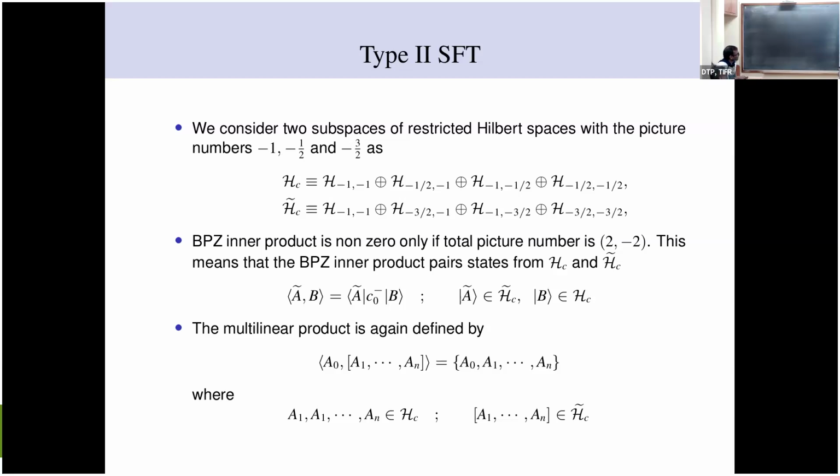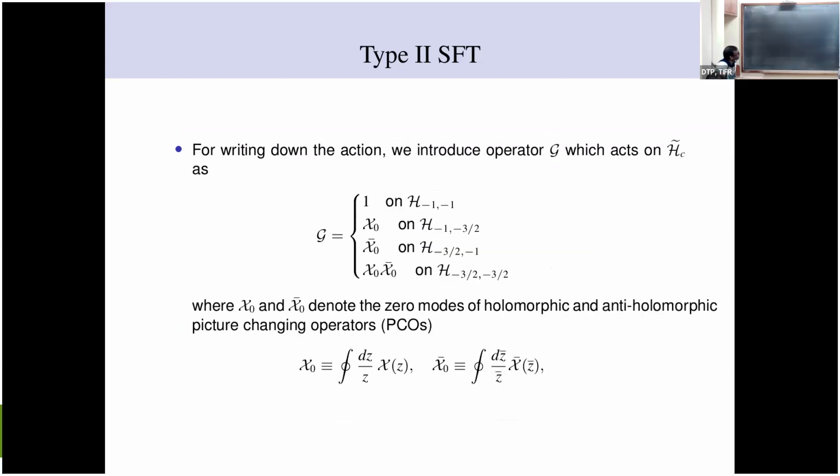And the multilinear product again has a similar definition, but now this square bracket will belong to H tilde c, and these states A1 to An belong to H_c.